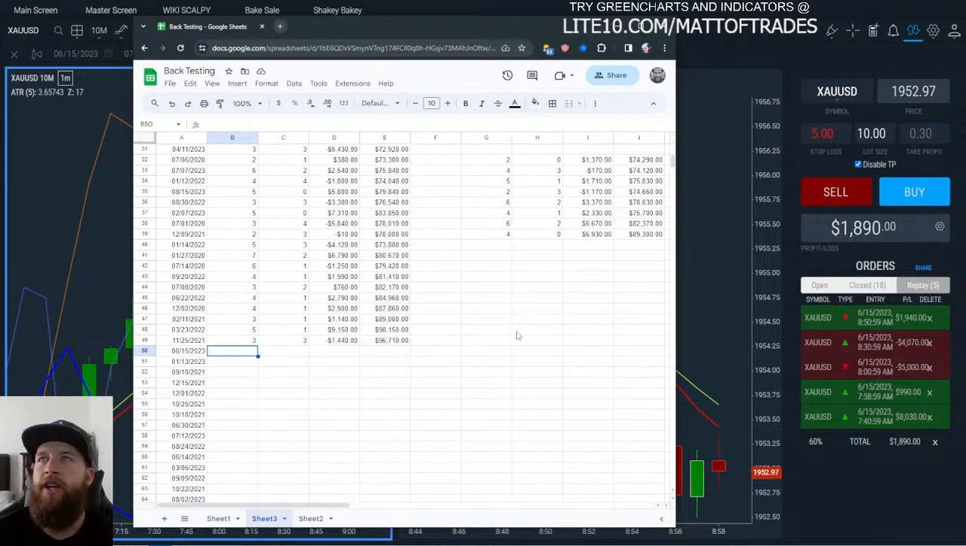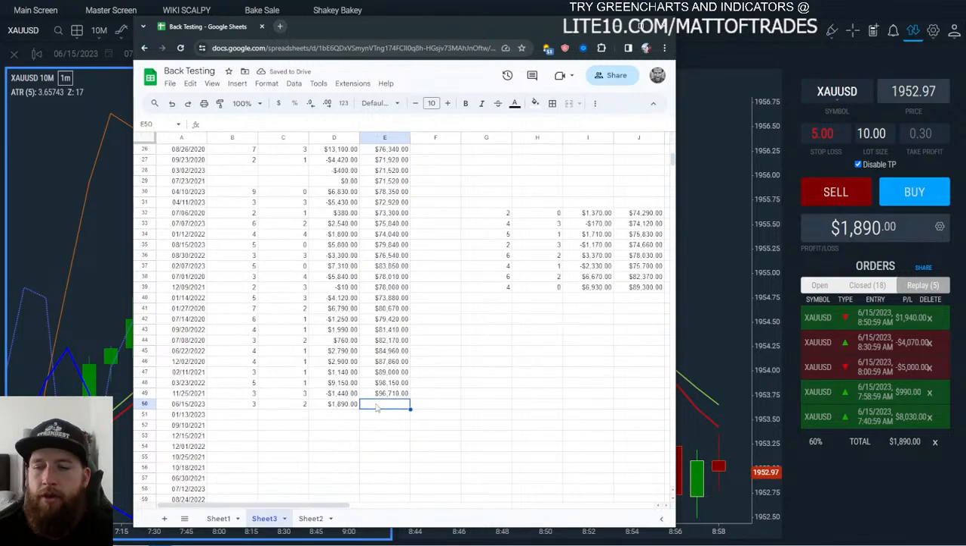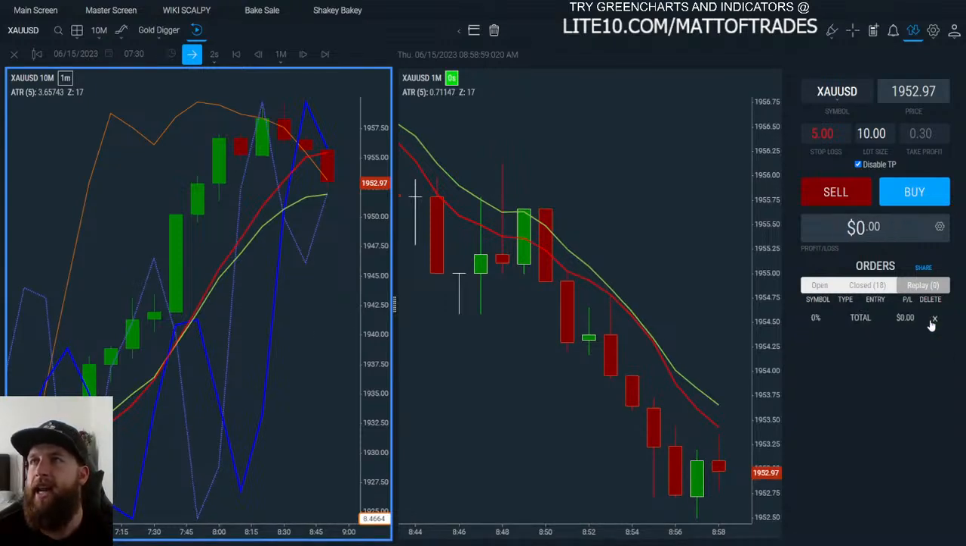So we're just taking all the trades when we get the signal. 3 wins, 2 losses, 1890 profit, 98,600 total. Getting close at 100. I'm really liking this trade plan though. It's simple and it seems to be pretty freaking effective so far. 113.23 is the next day.